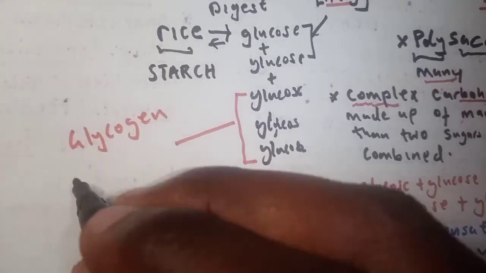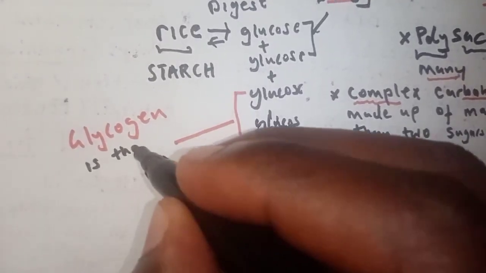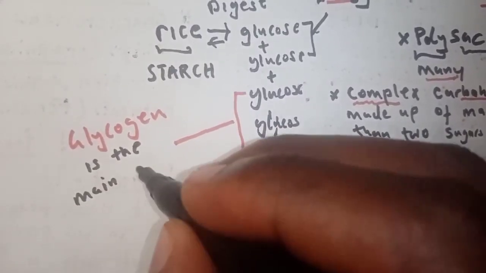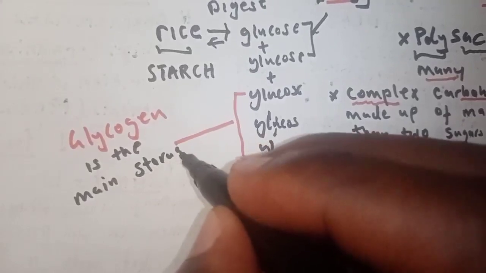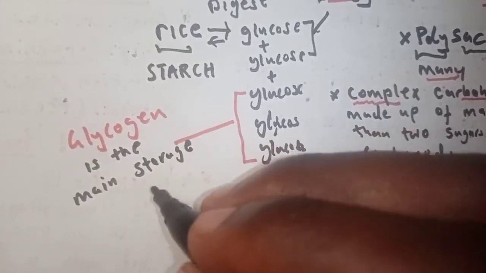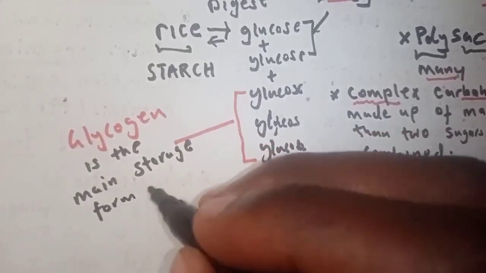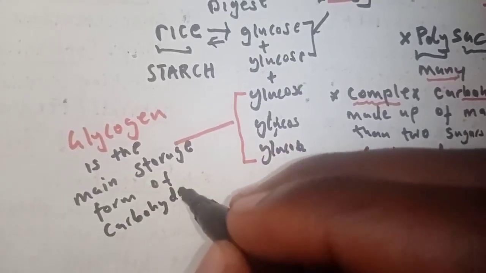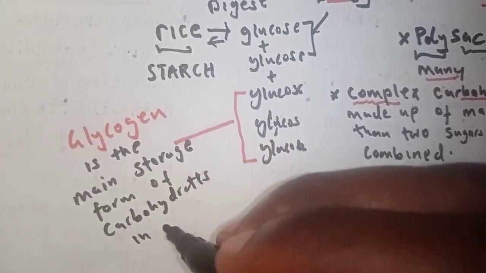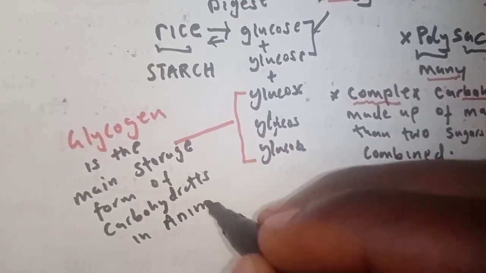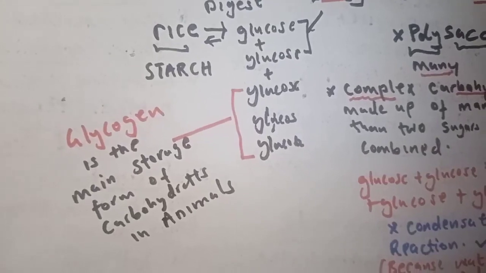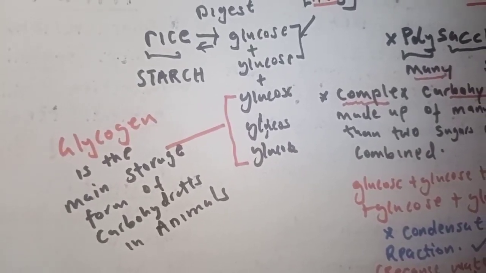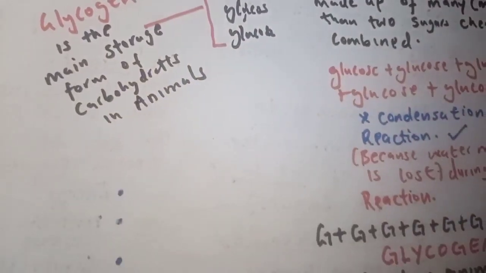So glycogen is the main storage form of carbohydrates in animals. It is the main storage form of carbohydrates in animals.